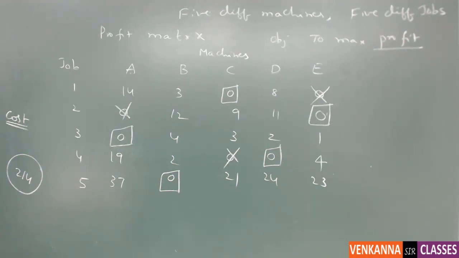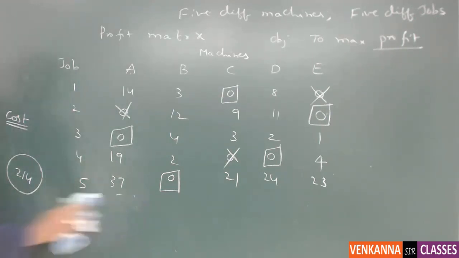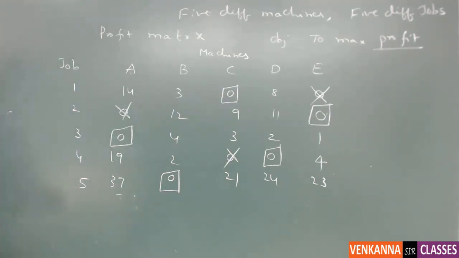Right? So how is the allocation done? Let me write here so that you have an understanding. Job value, machine value, profit. If you take the first job, it is allocated to C. Profit you can take from the original matrix. If you take the second job, it is allocated to machine E. If you take the third job, it is allocated to machine A. The fourth job is allocated to machine C, and the fifth job is allocated to machine B.